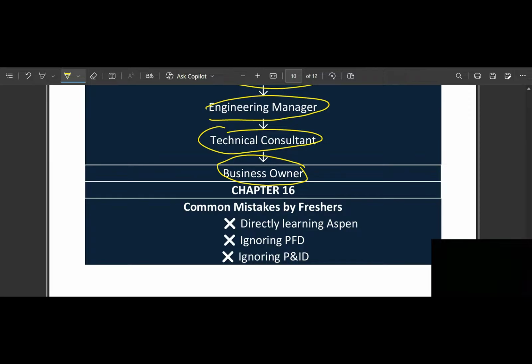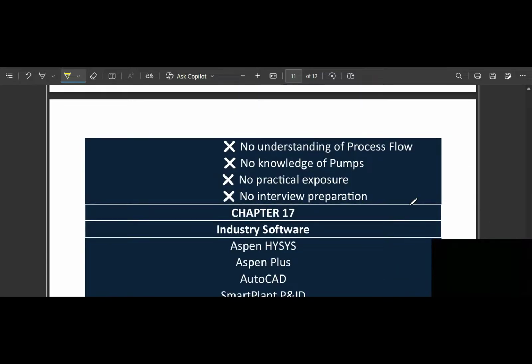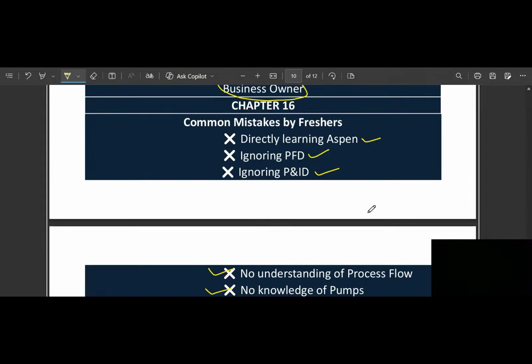So you directly start learning Aspen HYSYS. Okay, you ignore PFD, you ignore P&ID, no understanding of process flow, no knowledge of pumps, no practical exposure, no interview preparation. Okay, so these are the common mistakes freshers do. Okay, so you have to avoid these mistakes.